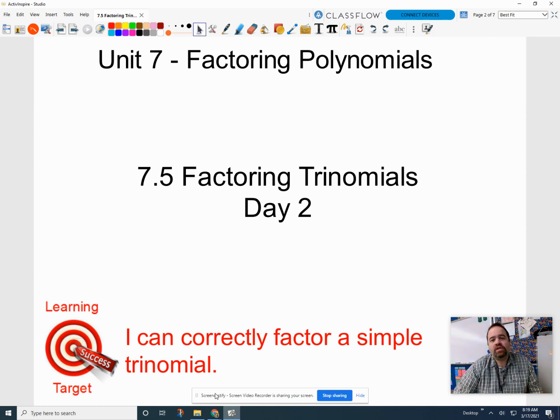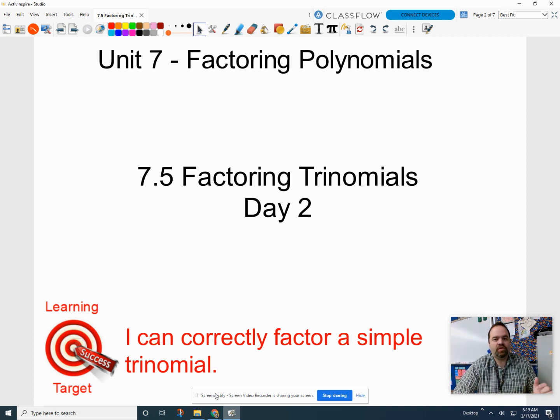So yesterday, everything that I gave you was positive. So you didn't even have to worry about a negative integer. It was just everything was positive. So you had to focus on what your numbers need to multiply to, what do they need to add to, so you can split that middle number. Now today is exactly the same, except I'm introducing the negatives.